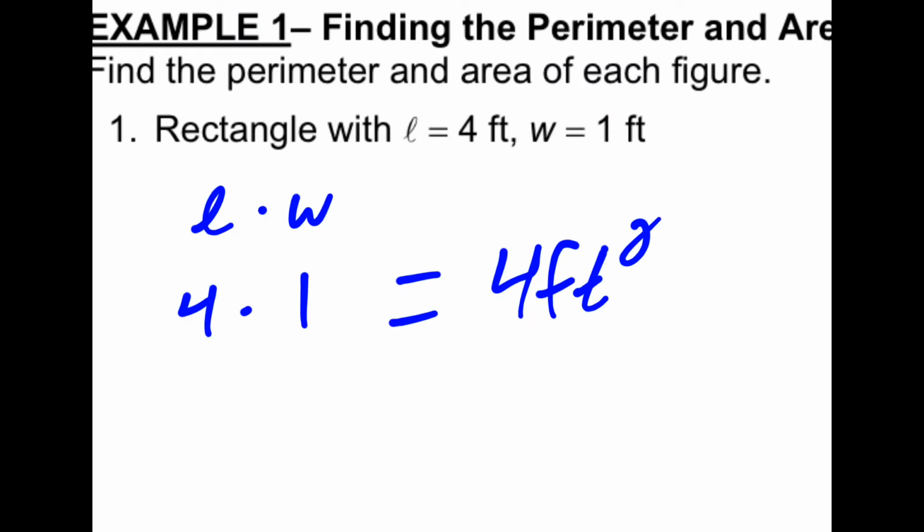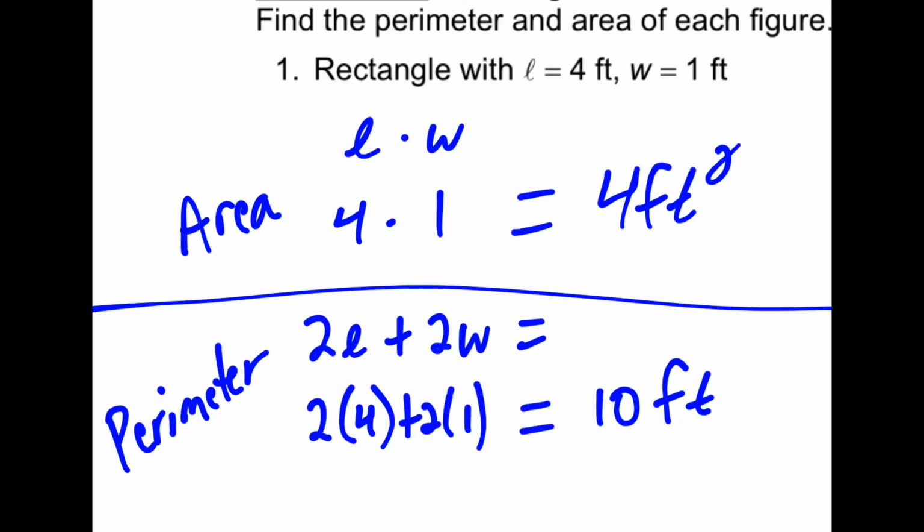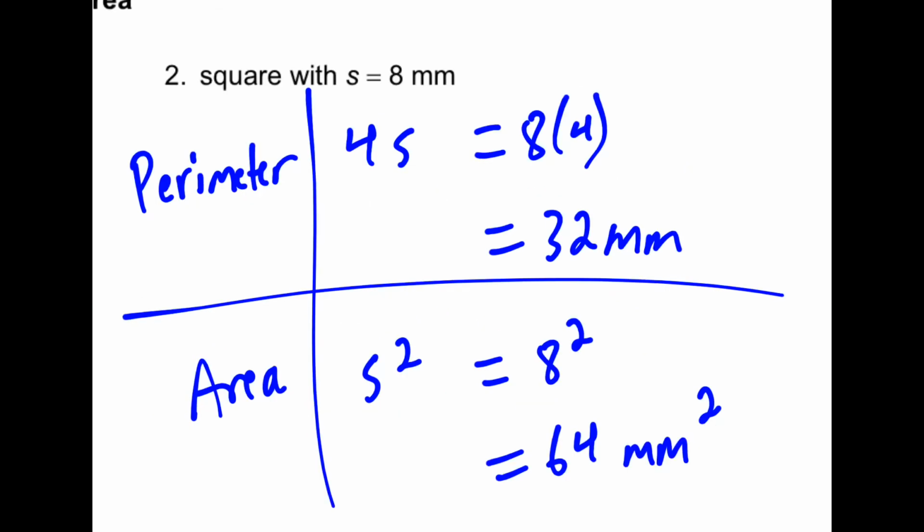To find the perimeter and area of a rectangle, well, for the area, we take length times width. We get 4 feet squared. And to find the perimeter, we take twice the length plus twice the width. We get 10 feet. To find the perimeter and area of a square with a side length of 8 millimeters, we use these 2 formulas. Notice the perimeter is in a unit of millimeters, and the area is in a unit of millimeters squared, 2 dimensions.